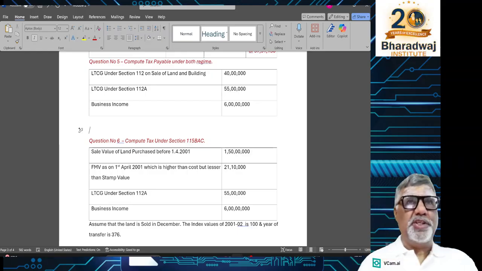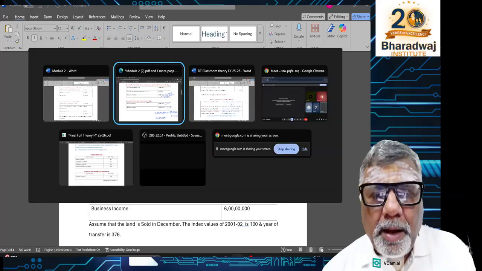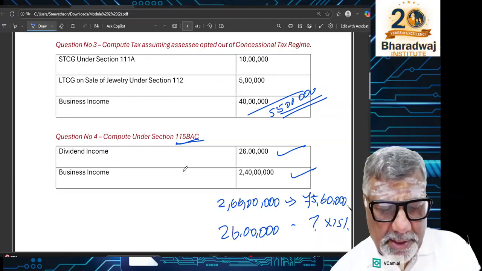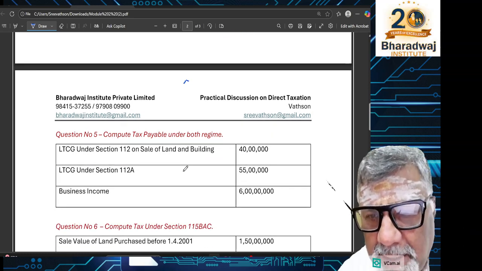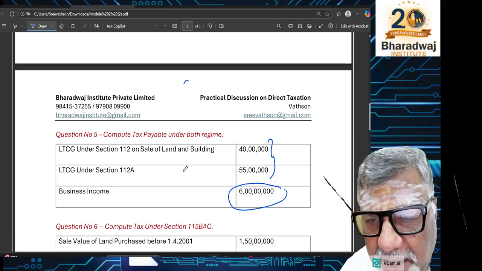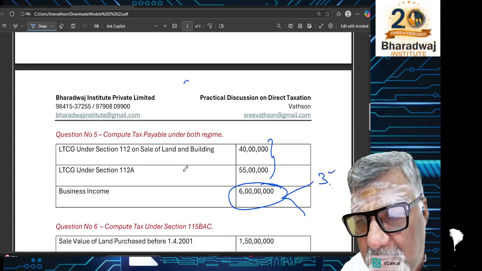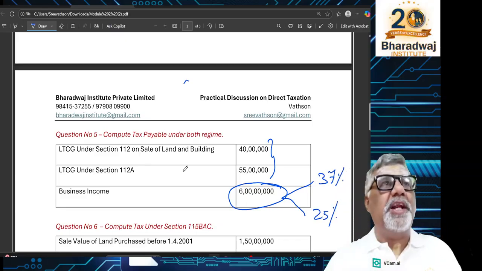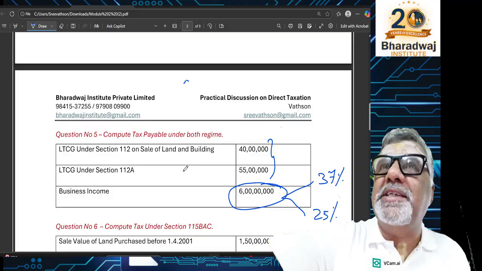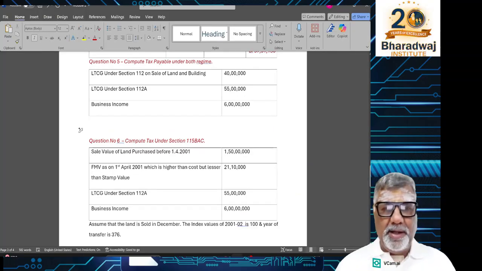Why both tax regimes? Income other than these two, my dear friends, in this question, the important aspect is income other than these two has exceeded 5 crores. Under the old tax regime, the surcharge will be 37%, whereas under the concessional tax regime, the surcharge cannot exceed 25%. Start working. I'll also work. I'll just print the calculator.